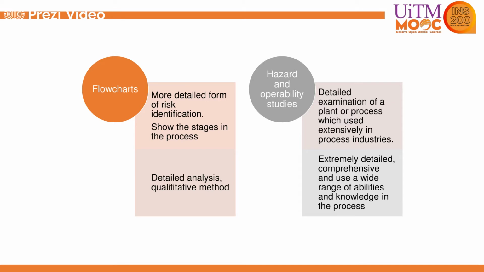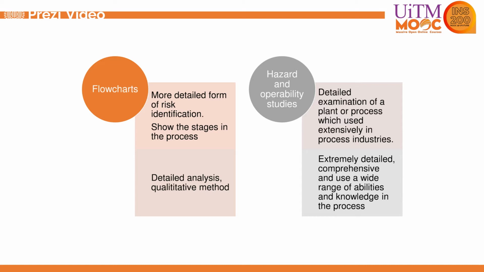So this is one of the detailed processes for the identification of risk. Hazard involves detailed examination of a plan or process, which is used extensively in the process industry. Normally a factory which involves a lot of departments and a lot of processes will use this hazard study in order to identify existing and potential risks.